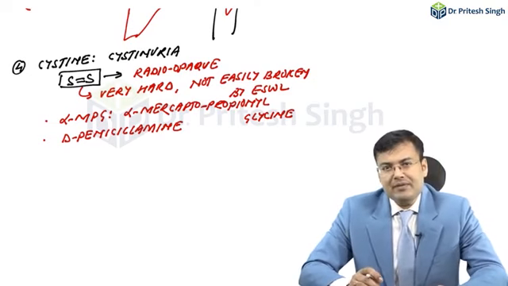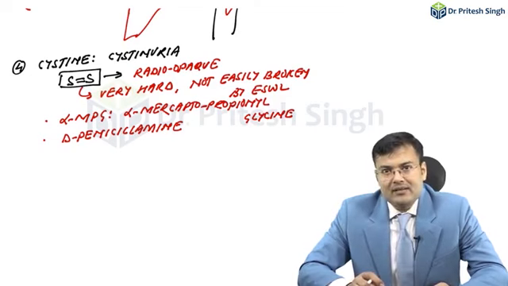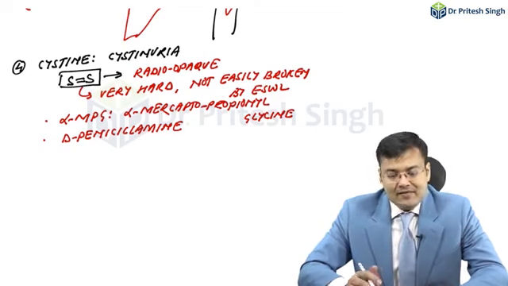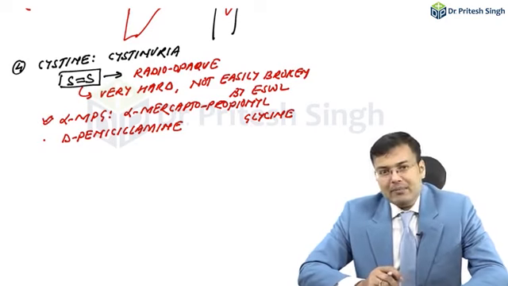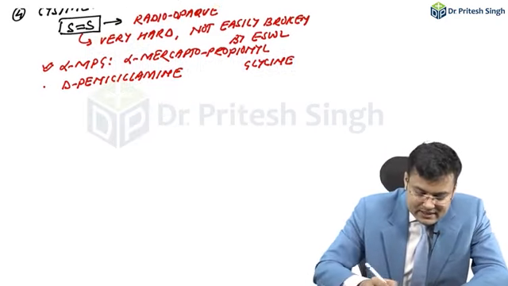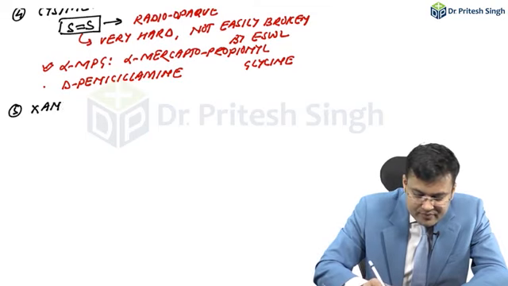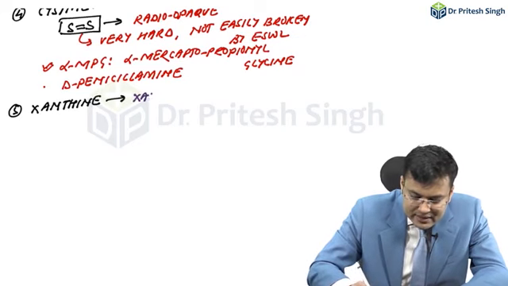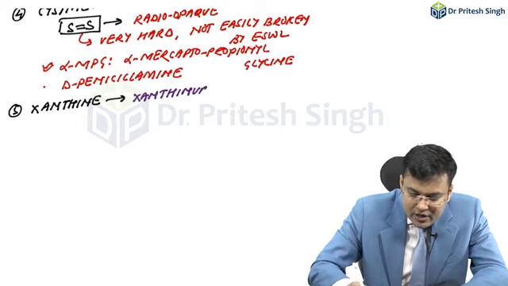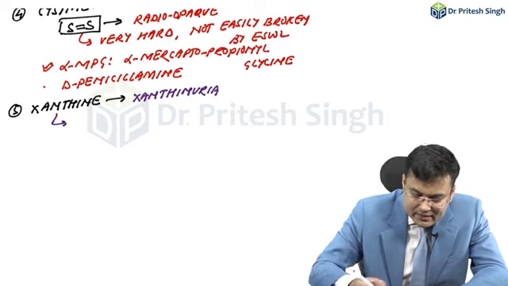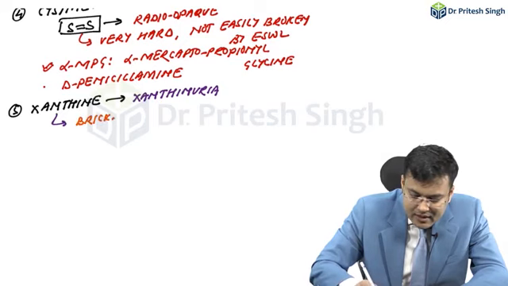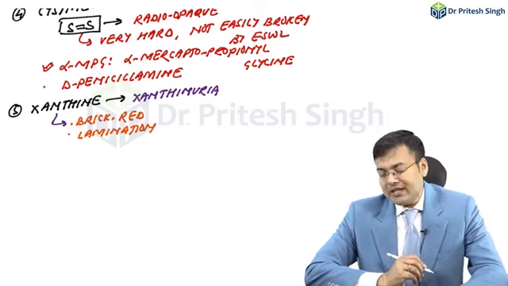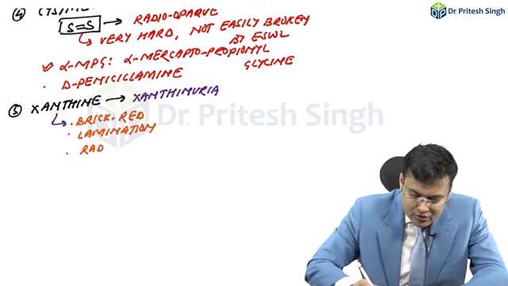Why is D-penicillamine less preferred? Because of side effects. The patient is not going to tolerate the side effects. So preferred agent is what? Alpha mercapto propionyl glycine. Fifth is xanthine stone. This xanthine stone is seen in xanthinuria. You can identify this stone by its color. It is brick red in color, and this stone shows lamination on cross section. This is radiolucent.